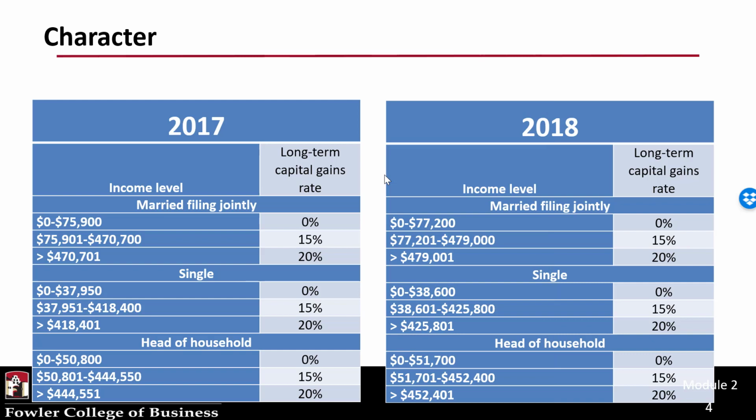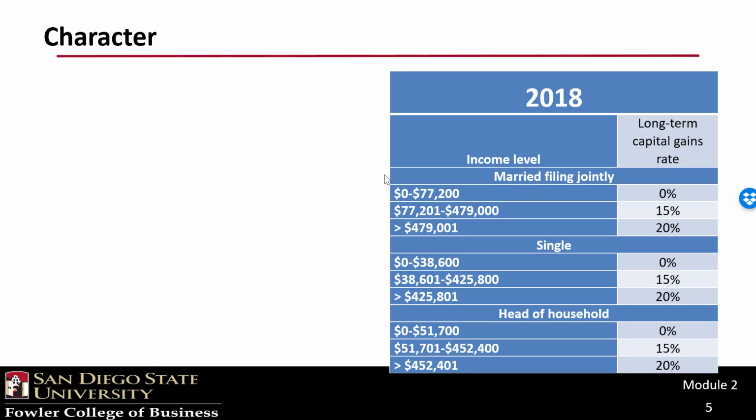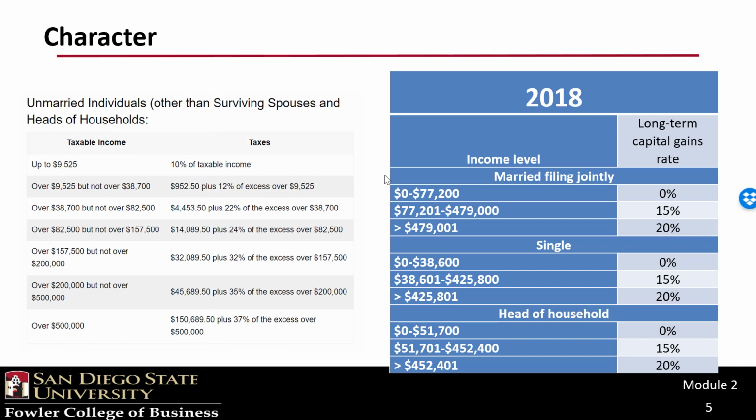2018 has similar breakpoints. You'll see that, for example, for married filing jointly, due to inflation, we're up to 77.2, and the 0% rate for single individuals now goes up to 38.6, et cetera. One of the problems with the Tax Cuts and Jobs Act of 2017 is that when they put these rates into statute, they did not tie them to the ordinary income tax rates.